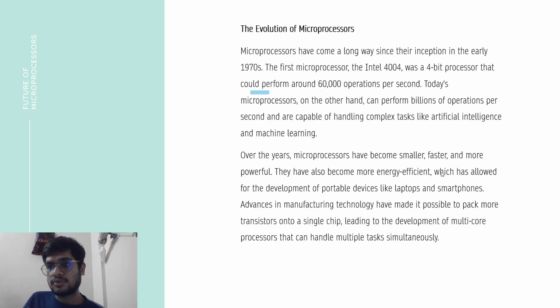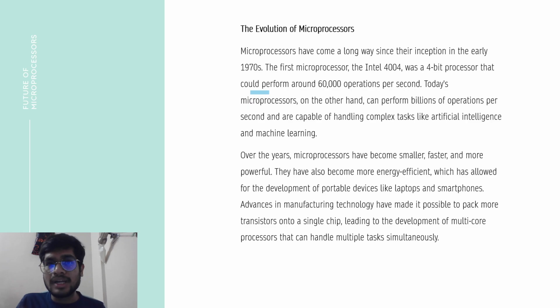As we can see, smartphones are very fast because of these high-core microprocessors. Advances in manufacturing technology have made it possible to pack more transistors onto a single chip. This is the main point of how we make microprocessors small. Earlier there were many chips and many transistors, but currently we are packing a very large number of transistors into a single chip, leading to the development of multi-core processors that can handle multiple tasks simultaneously.